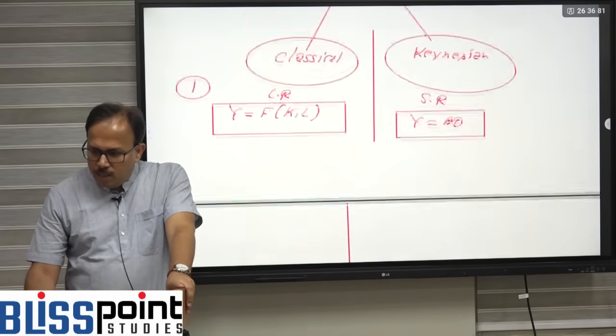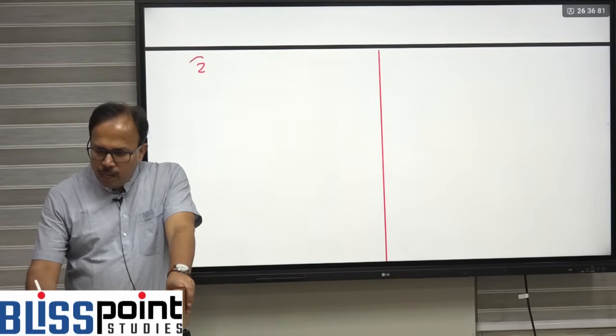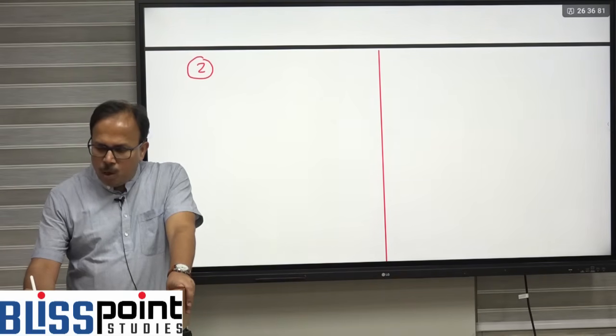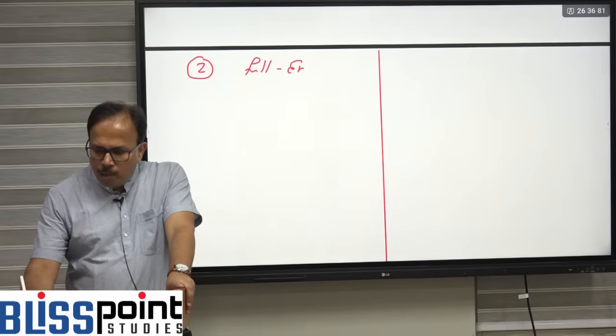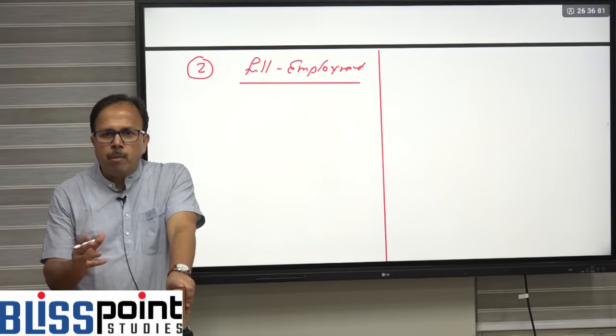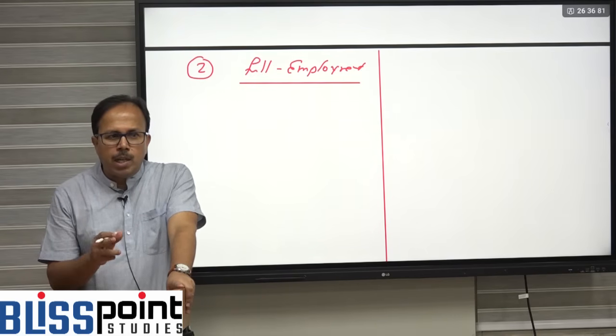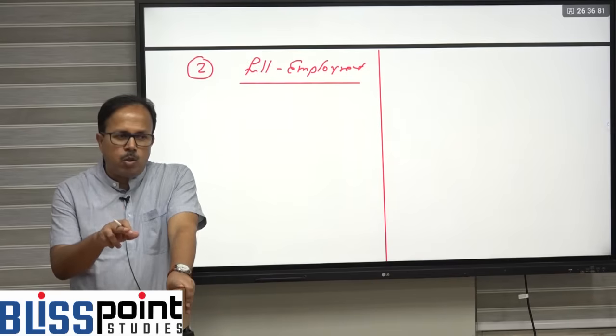The second difference is that when we explain the classical and Keynesian, the classical model always believed in full employment. What is the meaning of the term full employment? When I say full employment in the labor market, what does it mean? Everyone willing to work at the market wage rate is getting a job.